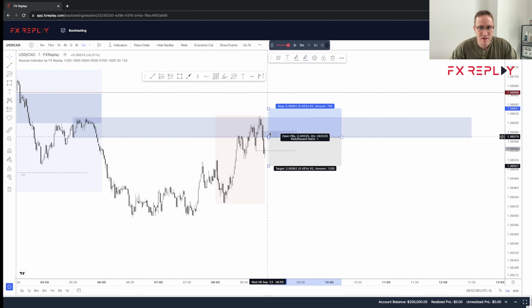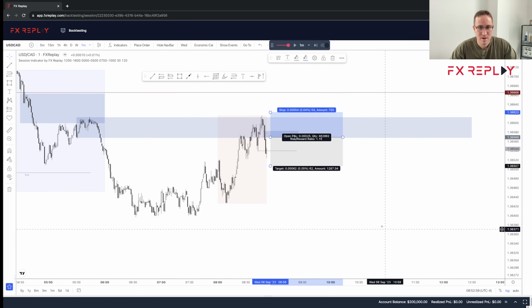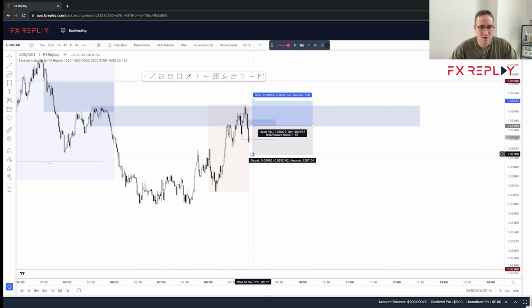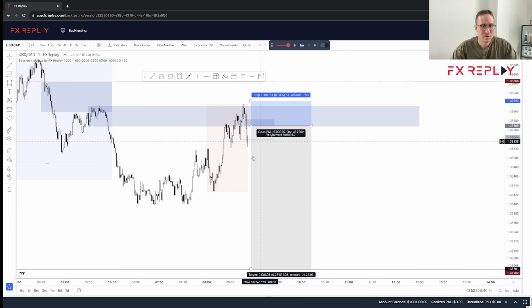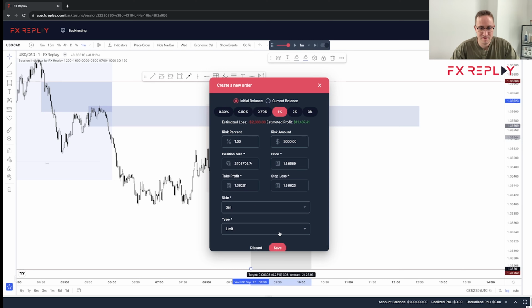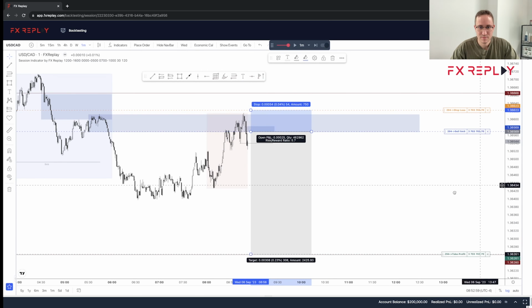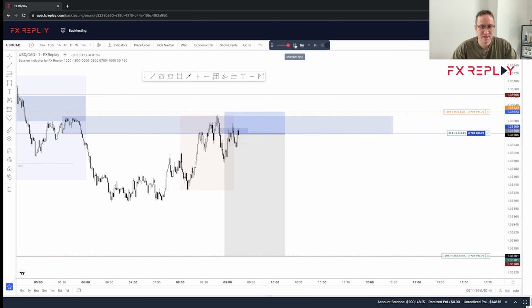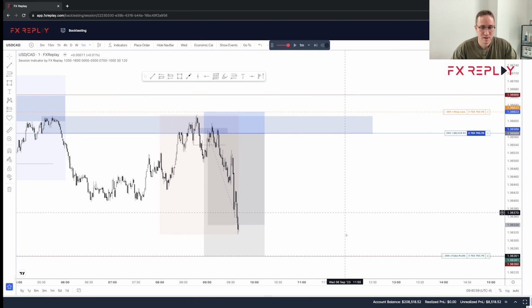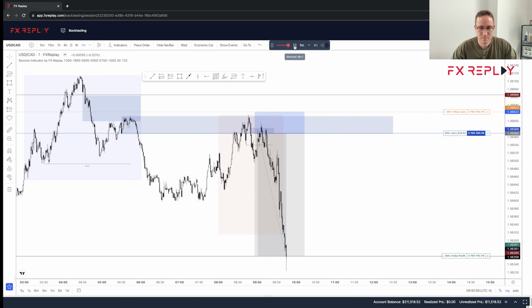So let's just mark this out here. Stop just above this high, right? Because this has already been swept. And I'm going to be targeting this low down here for a 1 to 5. I'm going to place the limit this time because you guys know I forgot in the last one. And let's see what happens. Boom, you can see we get tagged in and we just absolutely drop.